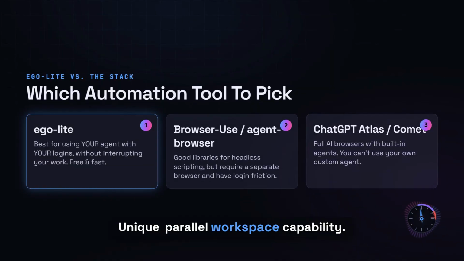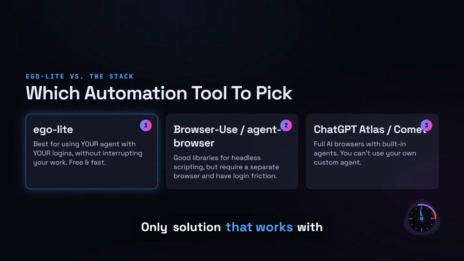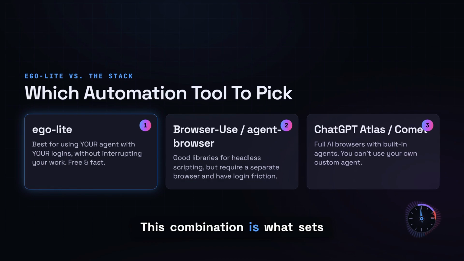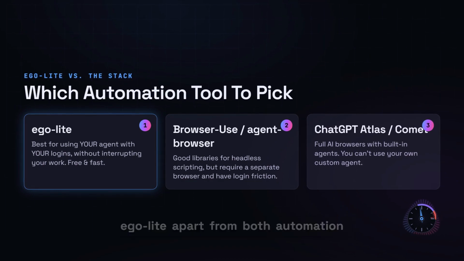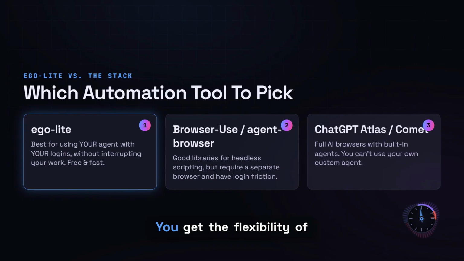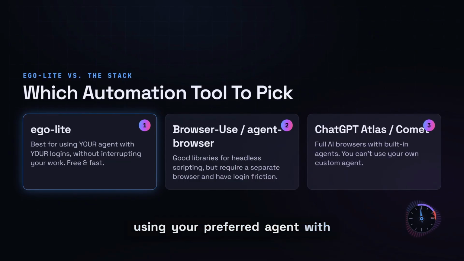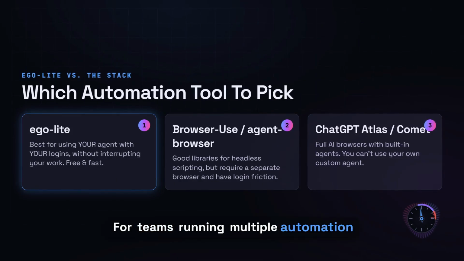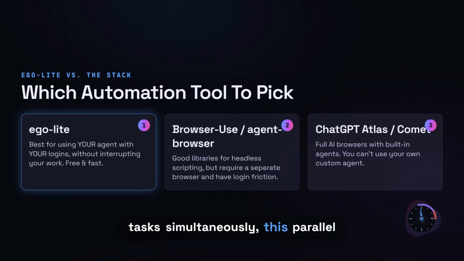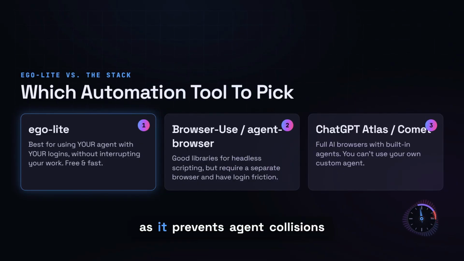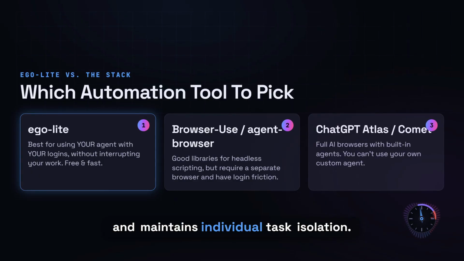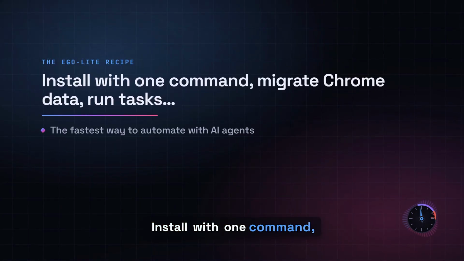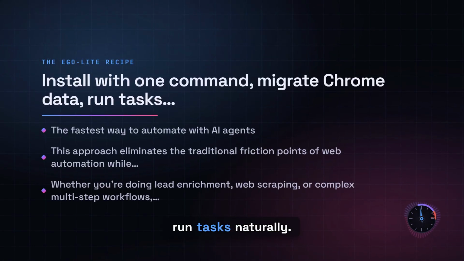Unique parallel workspace capability, only solution that works with external agents while inheriting your logins. This combination is what sets ego-lite apart from both automation frameworks and built-in AI browsers. You get the flexibility of using your preferred agent with the convenience of your existing authenticated sessions. For teams running multiple automation tasks simultaneously, this parallel workspace feature is game-changing as it prevents agent collisions and maintains individual task isolation. Install with one command, migrate Chrome data, run tasks naturally.